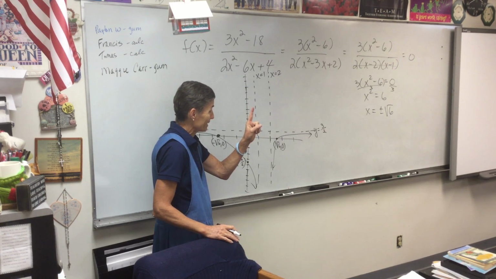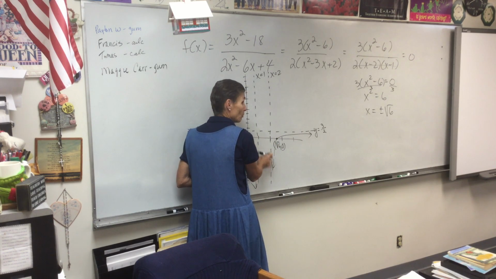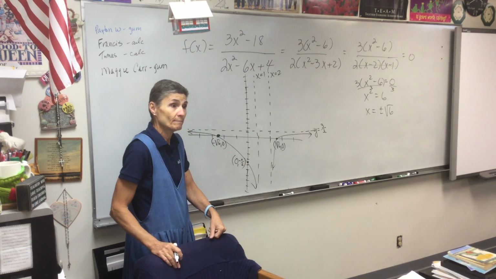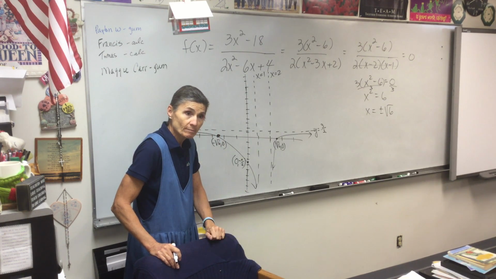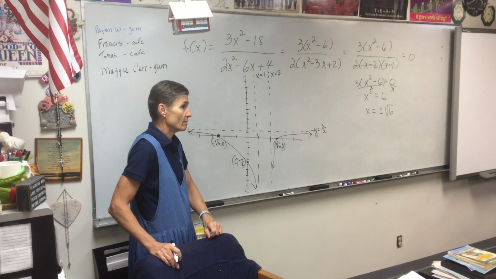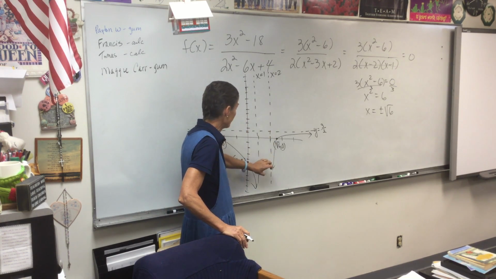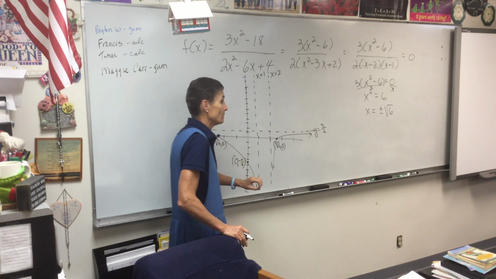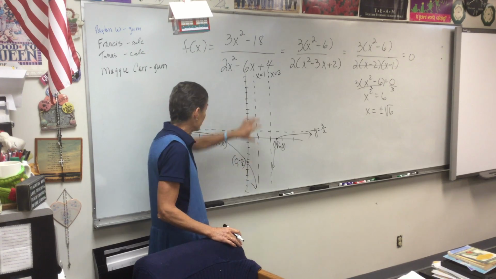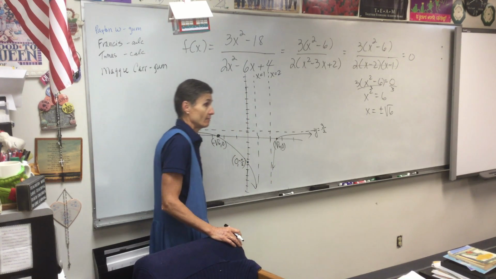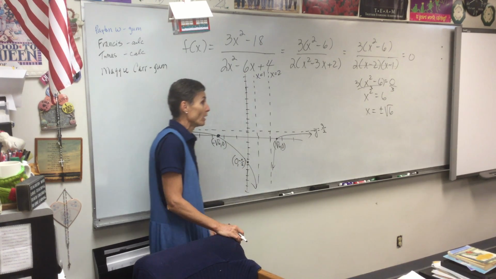Now what I don't know is whether it's a parabola opening up or opening down. Could it be either one? So what am I going to do? I'm going to plot 1 point. And what do I want to know? If I plug in my 1 point, do I get a positive answer or a negative answer? I don't even really care what I get. I just want to know if it's positive or negative. Does that make sense?